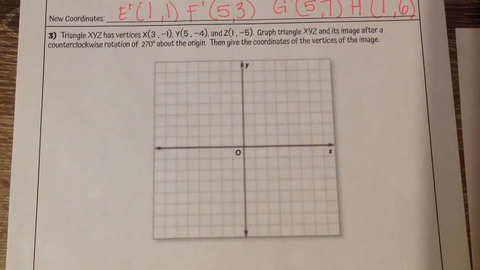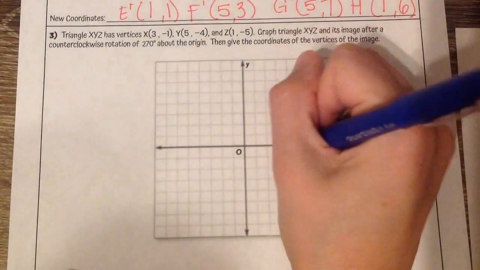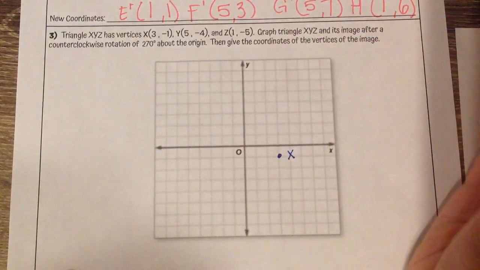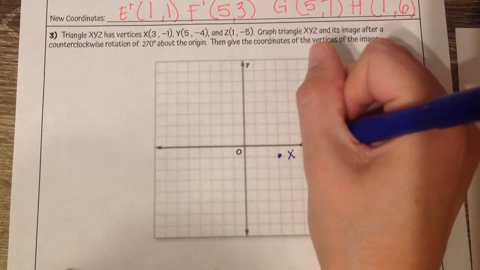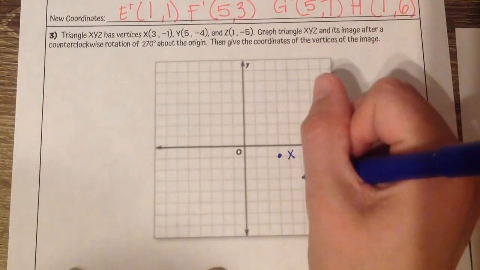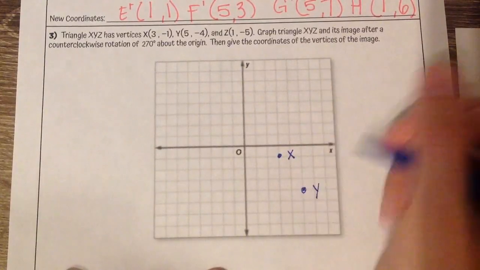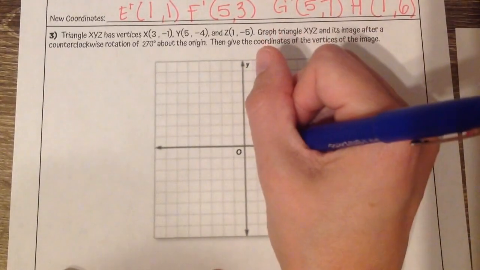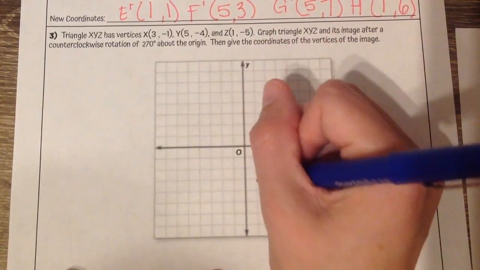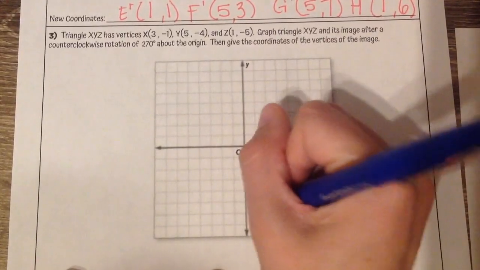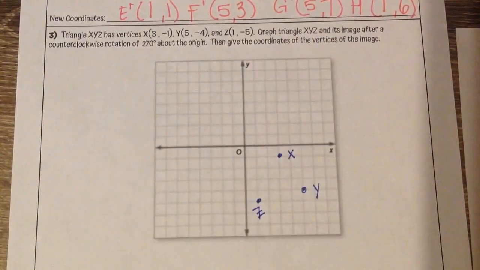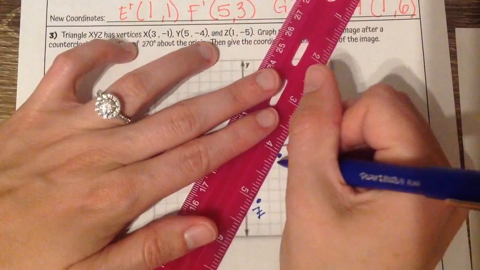So let's plot those points from the triangle. 3, -1 for x, 5, -4, 1, 2, 3, 4 for y, and 1, -5 for z, 1, 2, 3, 4, 5. And connect these points for the triangle.